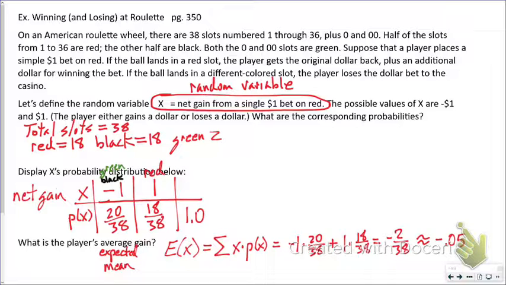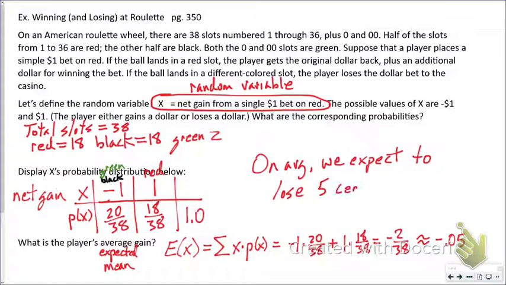So remember, this is an average. On average, we expect to lose 5 cents, and here's the key to the interpretation, per game. So let's say I go play 1,000 times in Las Vegas. How much do I expect to be in the negative or positive? It's going to be negative 1,000 times 5 cents. So be careful with that interpretation. Each game, on average, it'll come out to a 5-cent loss.